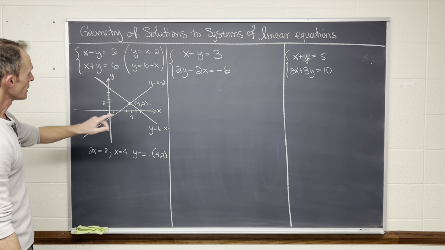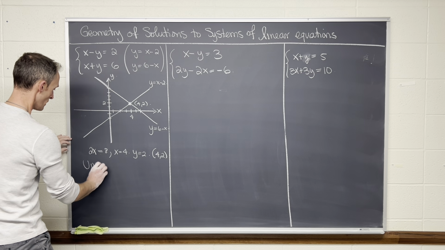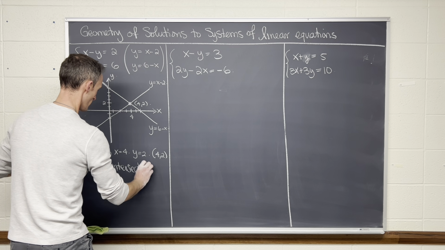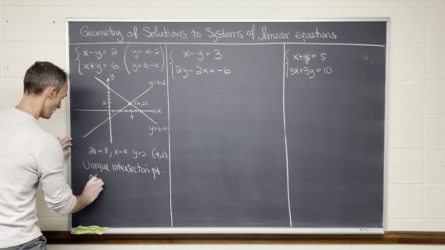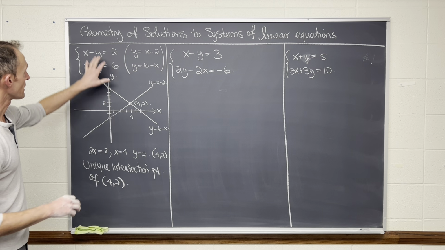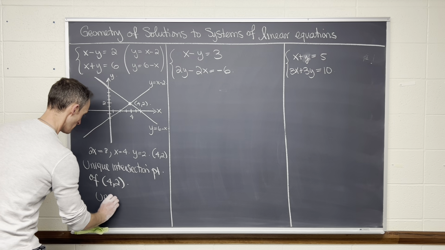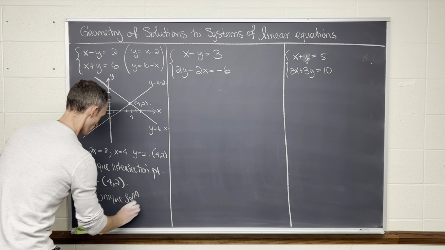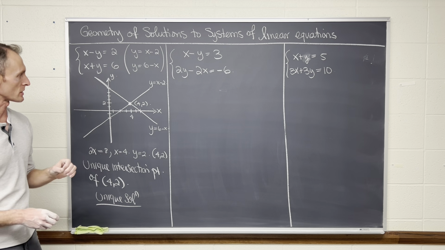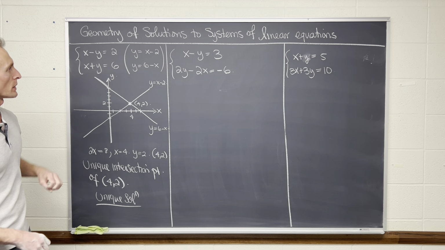Okay, so anyway, that unique intersection point, what I notice is that I have a unique intersection point of 4 comma 2, okay? So we would say the language would be that this system has a unique solution, okay? So that's a solution type for systems of equations: I have a unique solution, one and only one intersection point for all the equations, okay?